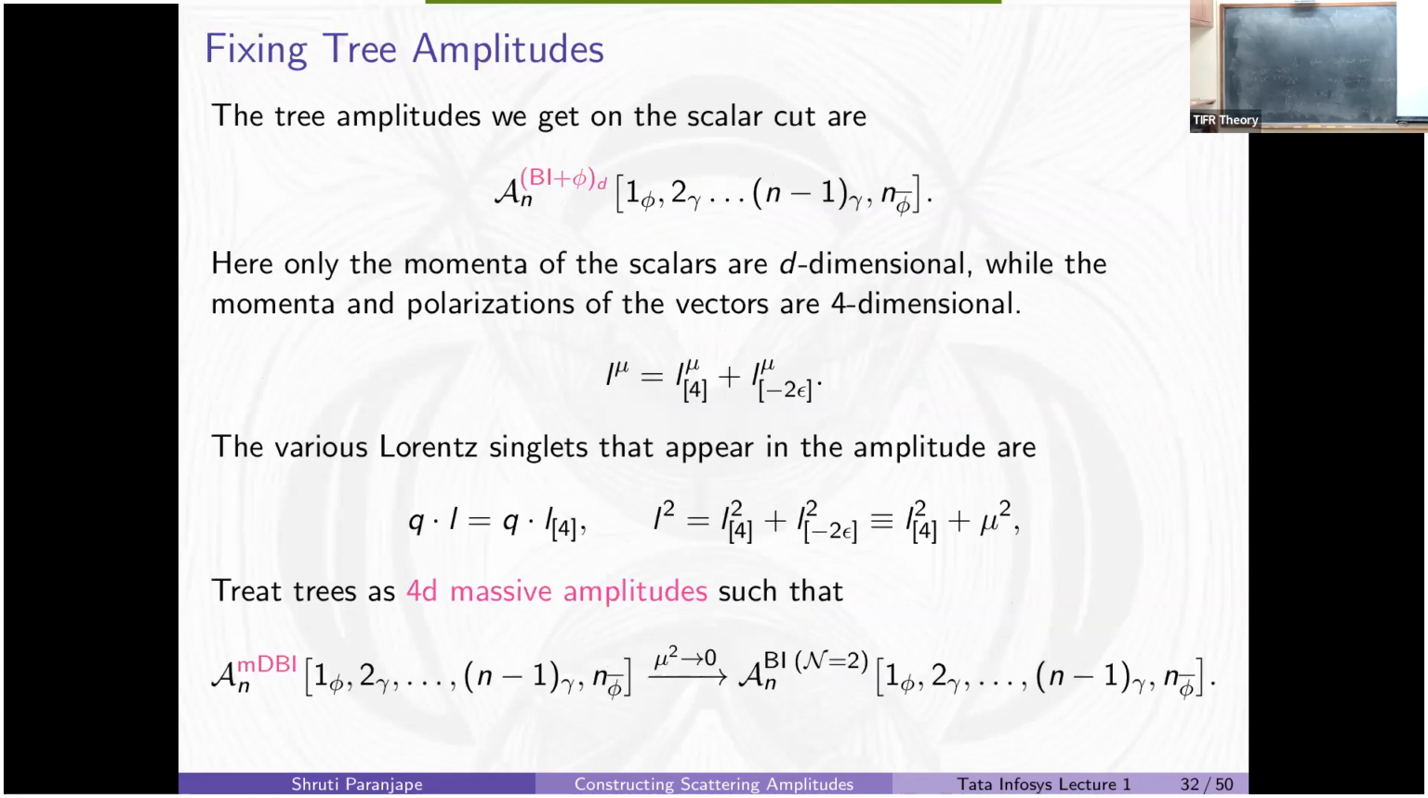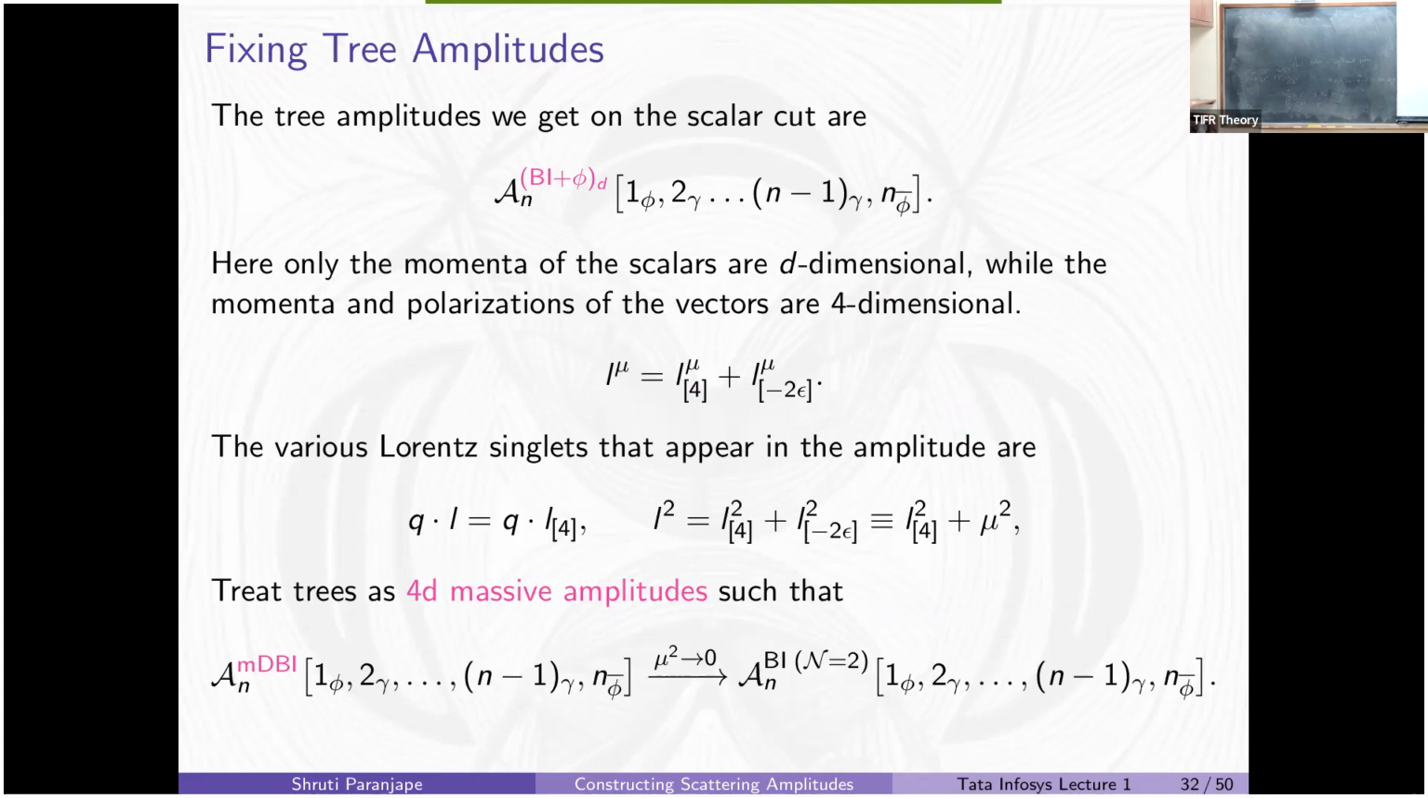Okay. So the scalars are d-dimensional, meaning they're 4 minus 2 epsilon dimensional. So I can break up my loop momentum as a 4-dimensional bit and a minus 2 epsilon dimensional bit. The ways that the loop momentum enters the amplitude are the following. You can have some external Q dotted with L, which will only pick up L4, right? Because Q is in 4 dimensions. All external momenta are in 4 dimensions.